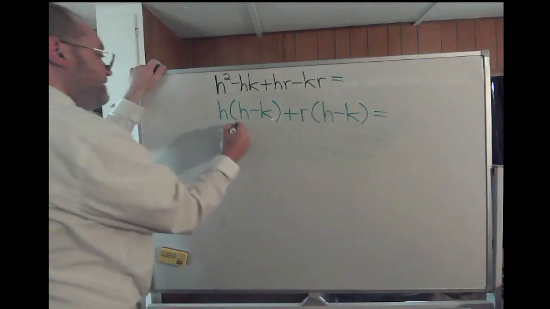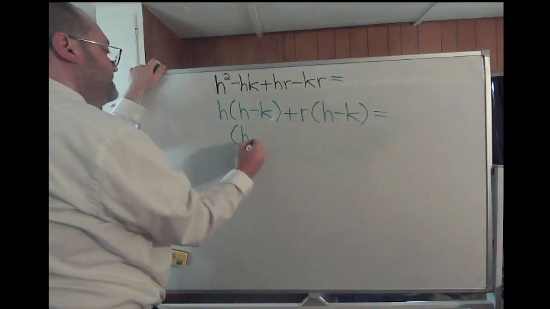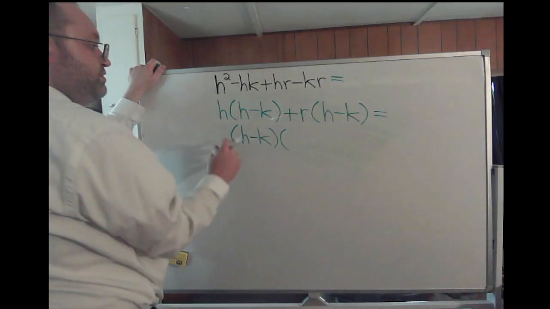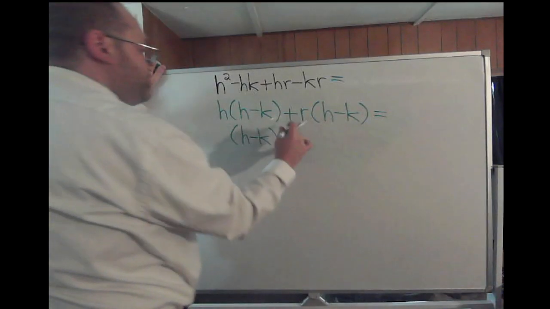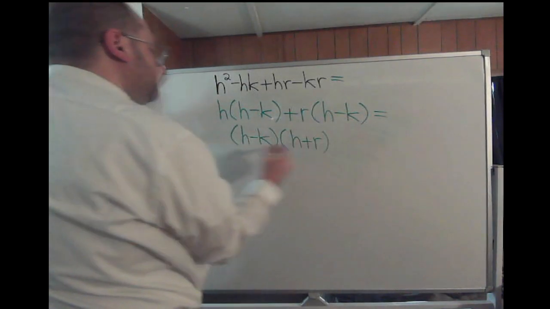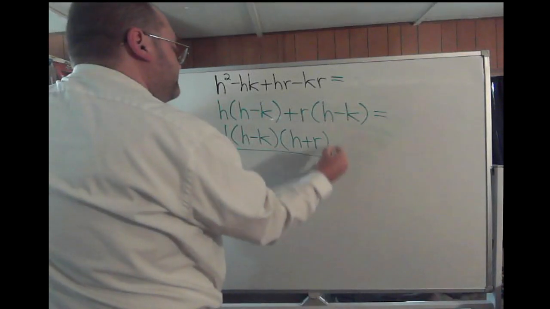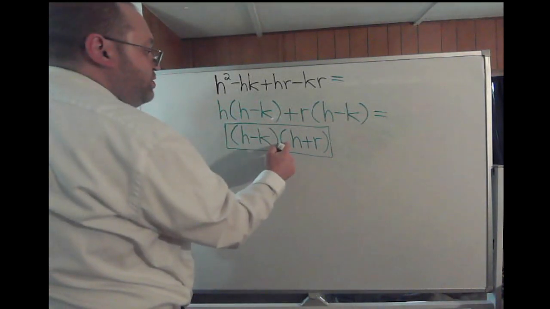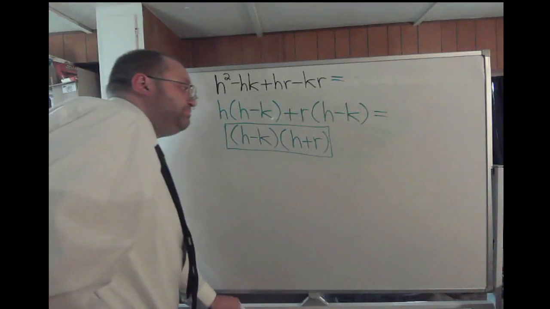So let's go ahead and factor out that common h minus k. And then all you'll have left over for the other quantity would be h plus r. So the factorization for this expression should be the quantity of h minus k times the quantity of h plus r.